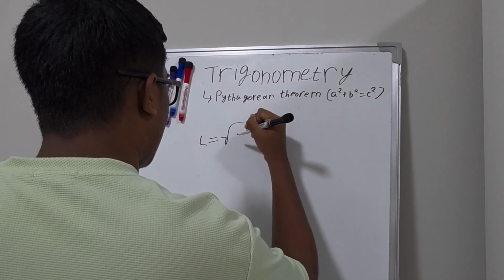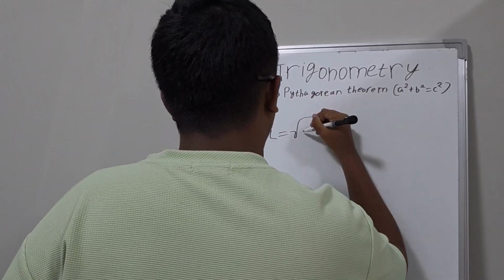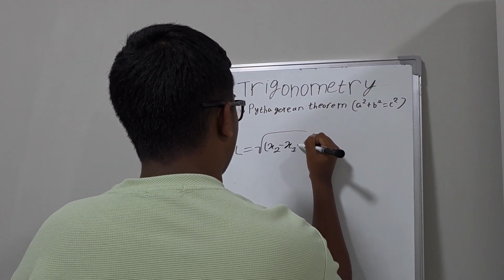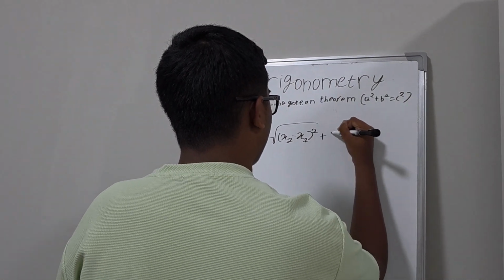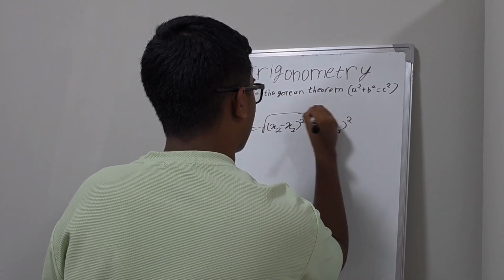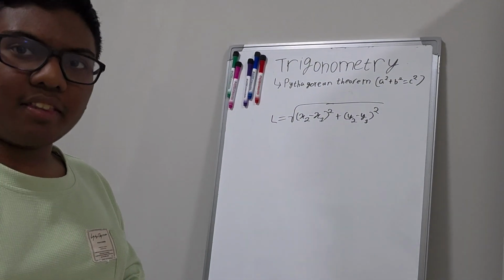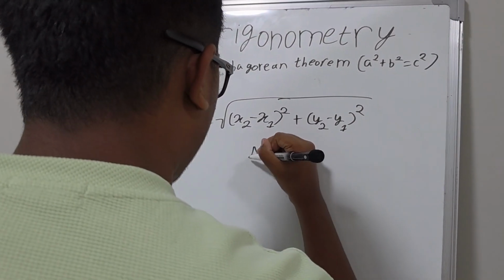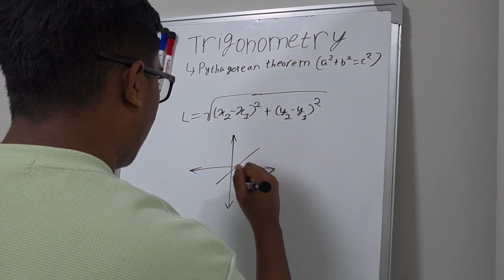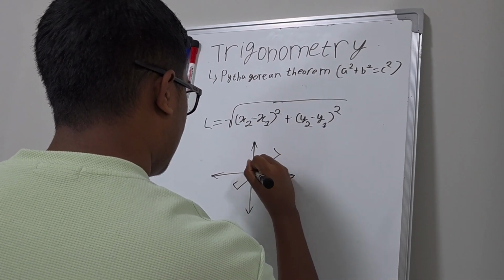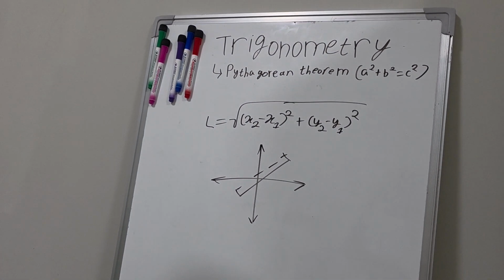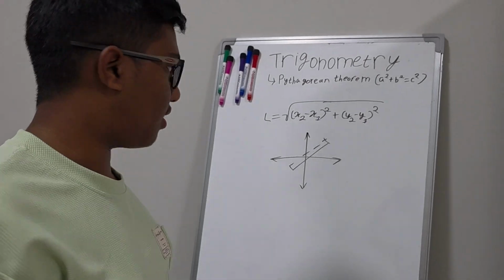The length is equal to the square root of the differences between x squared plus the differences between y squared. Now you might ask, what exactly is this equation? Well, it's the equation for the length of a line, which is pretty fundamental in many things such as construction and architecture, as well as physics, of course.